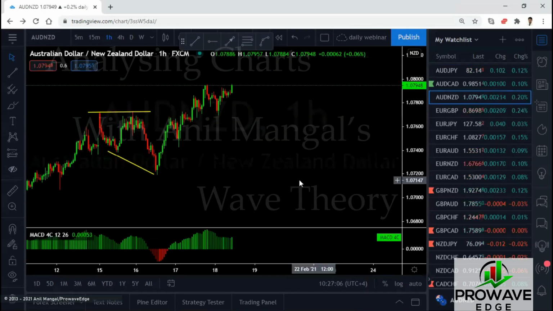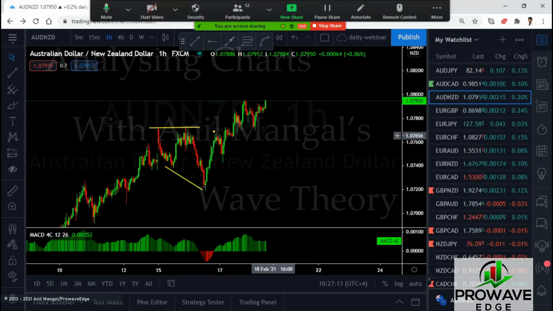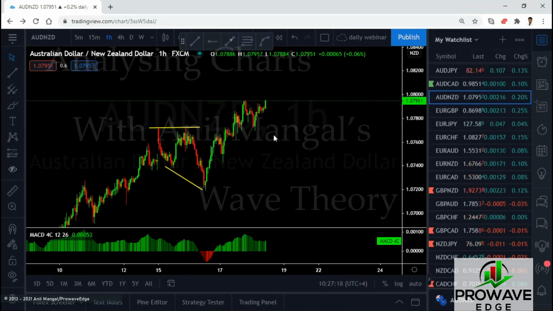Aussie, New Zealand, it's going to continue to go up. And again, if you're going to trade it, you have to have a lot of patience. Remember, if you bought it from here, let's just show you something. What if you bought this? From this to there, that's how many pips.